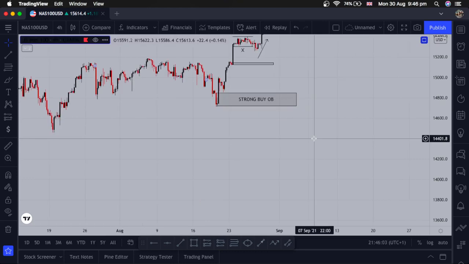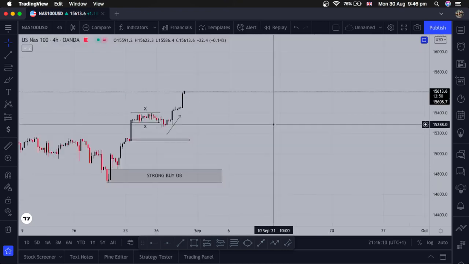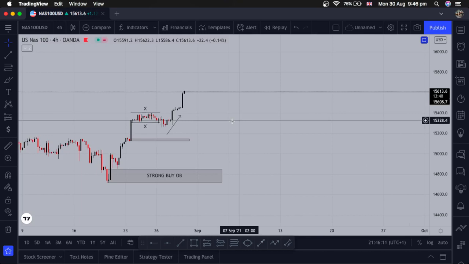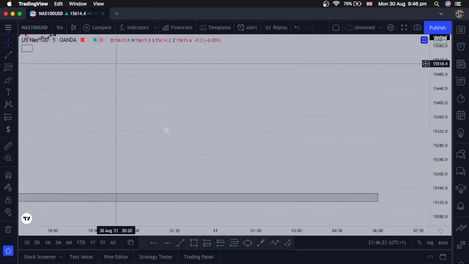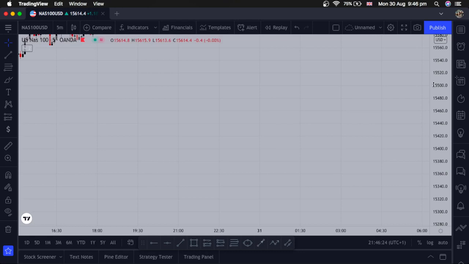So it really doesn't make any sense to be selling Nasdaq and stuff like that. It's always better, and the trend would be in your favor, to be buying Nasdaq and US30 and all these shares and all that stuff.